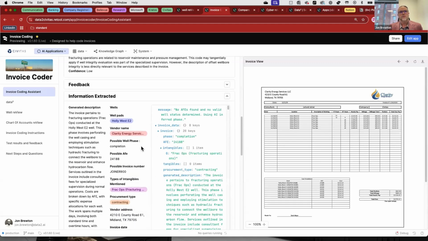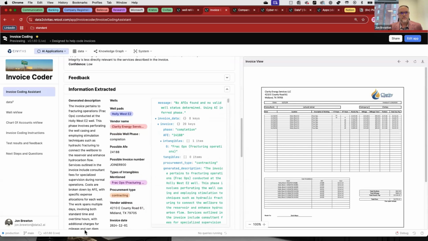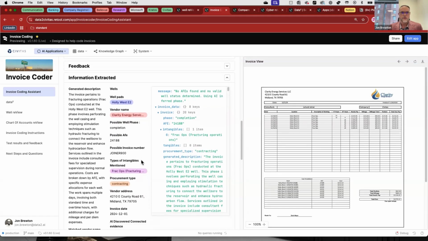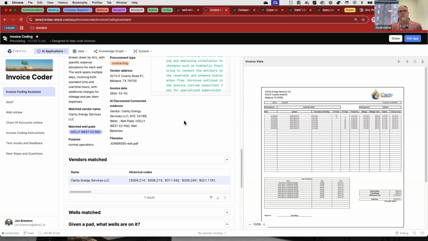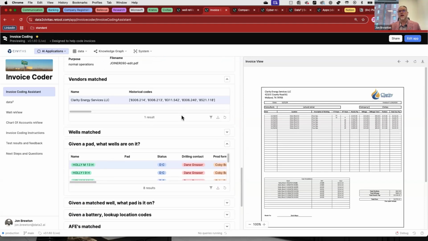And whenever we look at this, we're generating descriptions of the invoice that we're seeing, the wells that they're on, the vendor, what phase it was in, the AFE numbers, the invoice name, the operations, the contracting type from a procurement perspective. All of these information points allow us to triangulate from a costing and a treatment perspective where these things need to go.